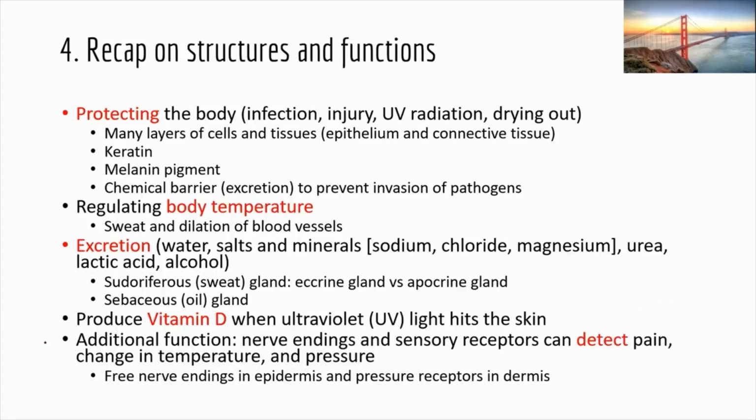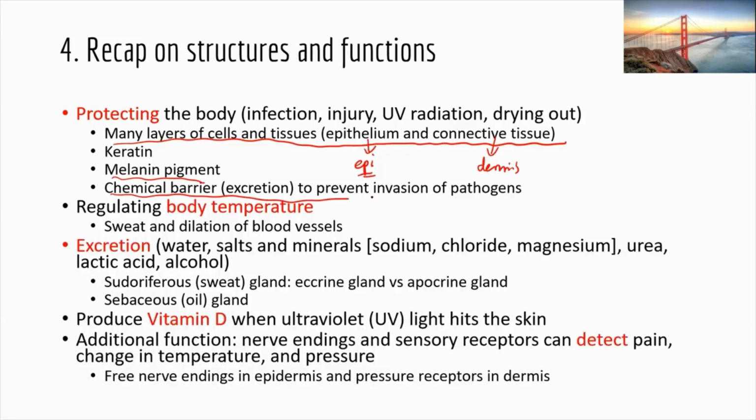Okay, last quick recap on structures and functions of the skin. So protection, we talked about all of them. So many layers of cells and tissues, epithelial tissue in the epidermis, right? Epidermis, and then connective tissue in the dermis. Keratin, very tough, fibrous protein, right? It makes your skin very durable, right? And resistant to physical damage. Melanin protects your body from UV radiation.